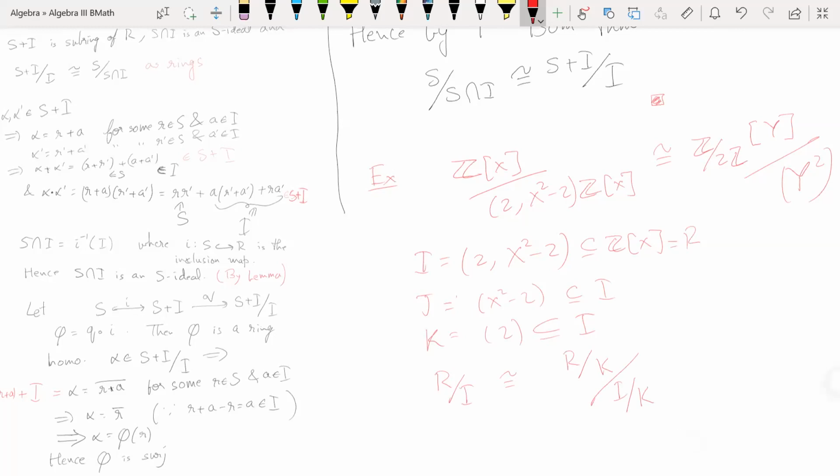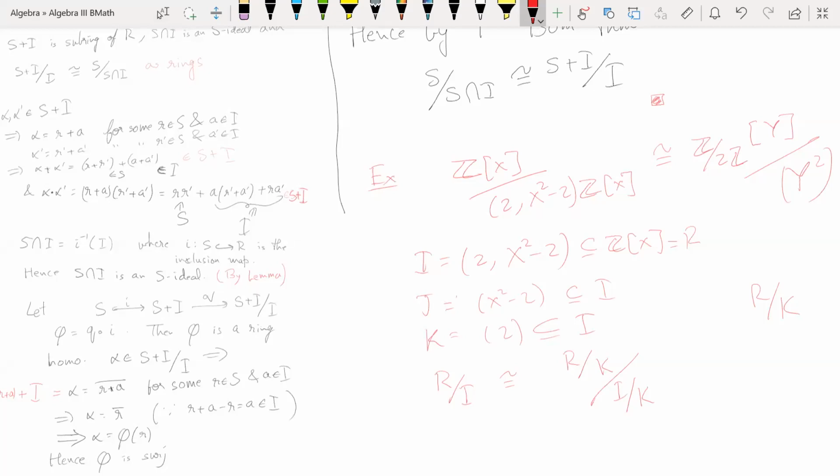So ideals of R mod K are in bijection with the ideals of R containing K. So I is an ideal of R containing K. So I mod K is an ideal of R mod K. This is one of the first statements we proved.